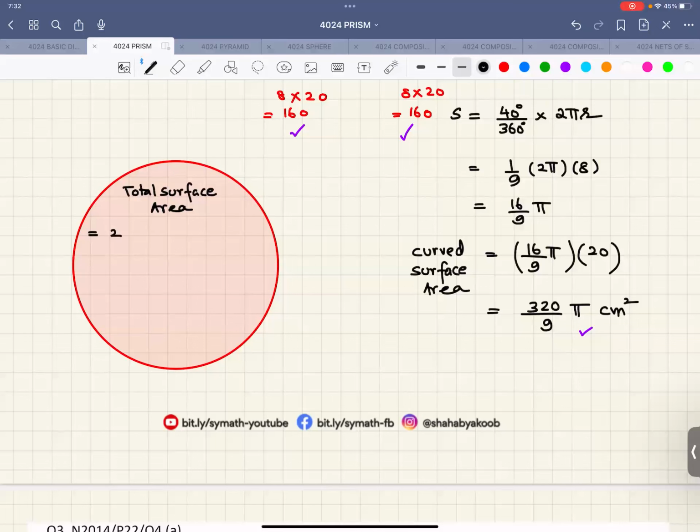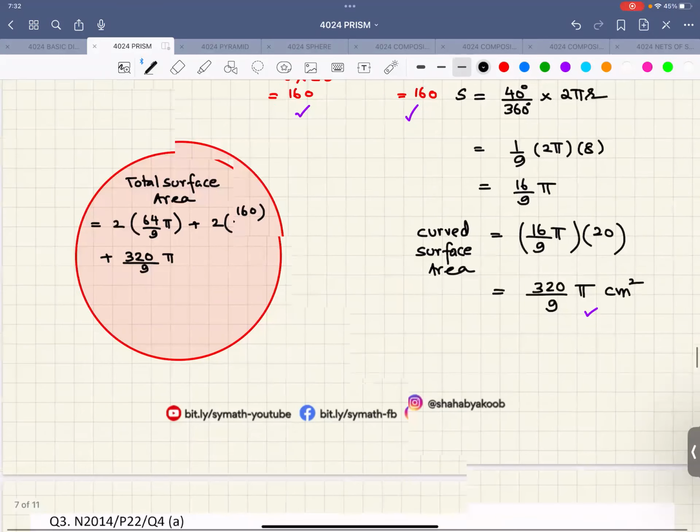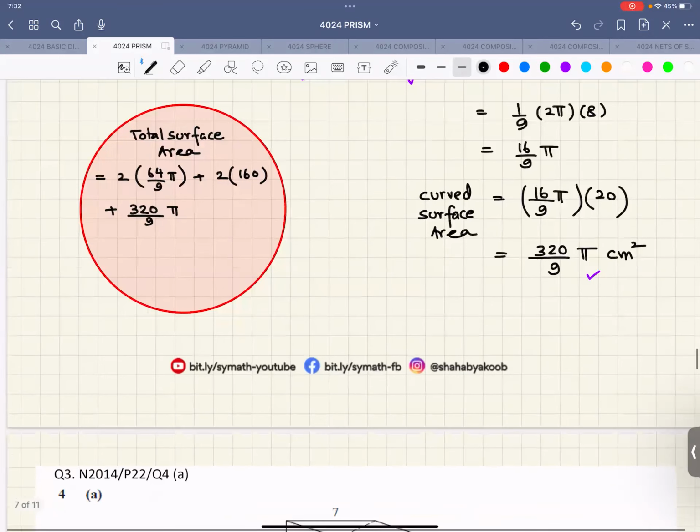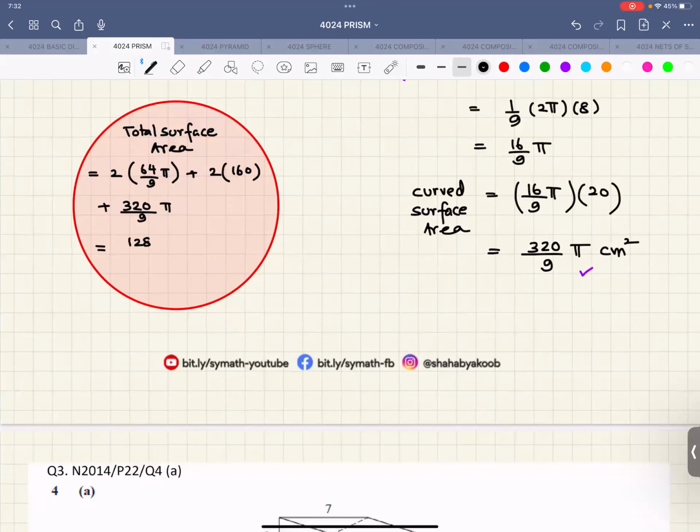That is 2 times the sector, that is 64 over 9 pi. That's 2 times 160. And then we have the curved surface area, that is 320 over 9 pi. So let me write this, that is 128 over 9 pi. And this is 320 over 9 pi. And this is 320 from here.